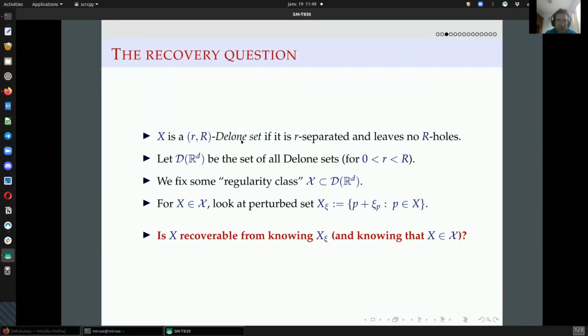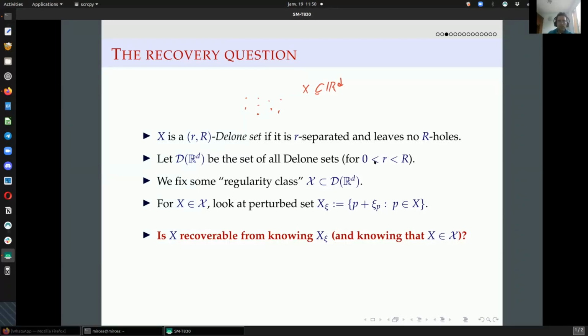I consider, so that's the setting, a Delone set, which is a set which is r-separated. It means that no pair of points in my set are at a distance smaller than r. So you have to think of a subset X of R^d. There is a separation between points, and there is no ball of radius R without any point in it inside R^d. So this is the Delone set, and we are always working with Delone sets.